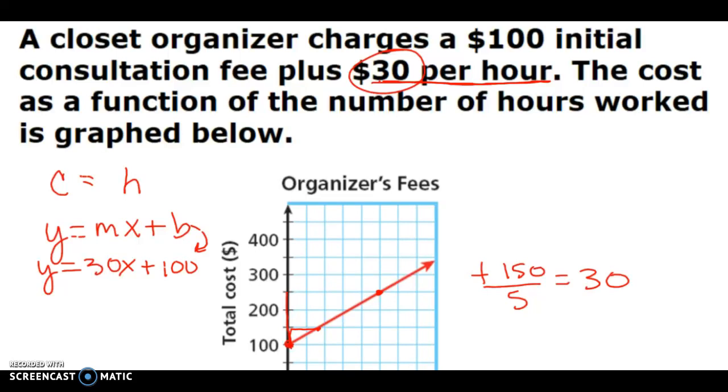So we can get the slope from our graph, up 150 over 5, or we can start to realize that that information typically is given in any of the word problems that we're dealing with.